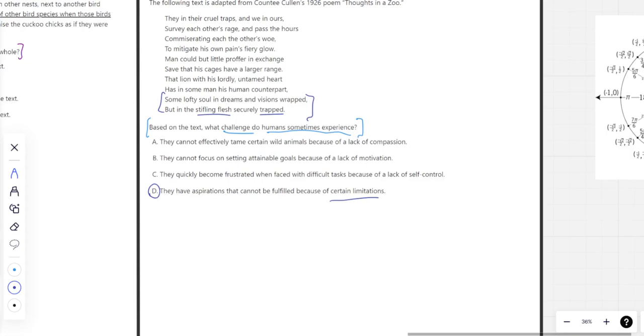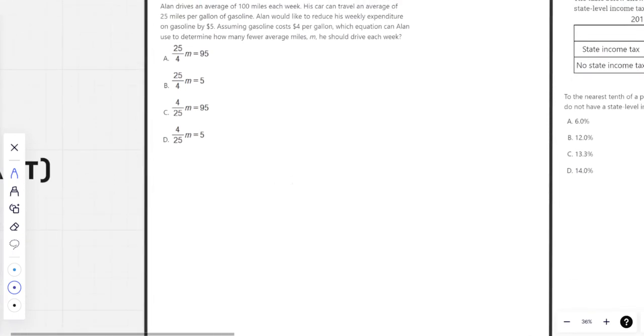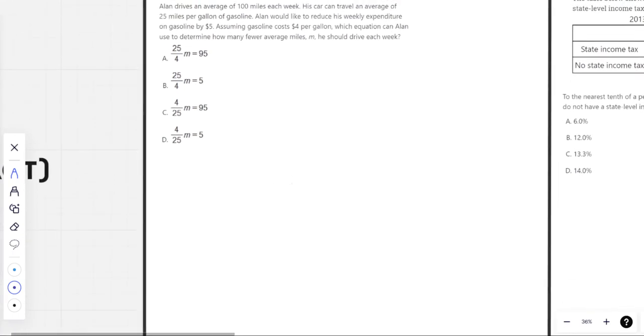All right, let's move on to the next question. I'm going back to the math questions now for you guys. This one's actually a little bit tricky. It says Alan drives an average of 100 miles each week. His car can travel an average of 25 miles per gallon of gasoline. That's important. Alan would like to reduce his weekly expenditure on gasoline by $5.